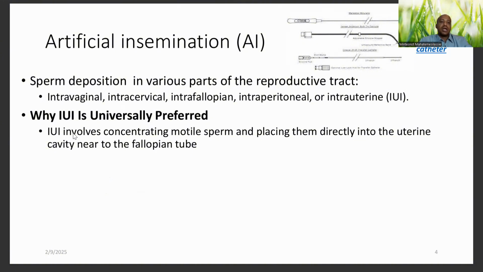So intrauterine insemination involves processing sperm inside the laboratory to concentrate the motile sperm and placing this processed sperm directly into the uterine cavity near the fallopian tube.